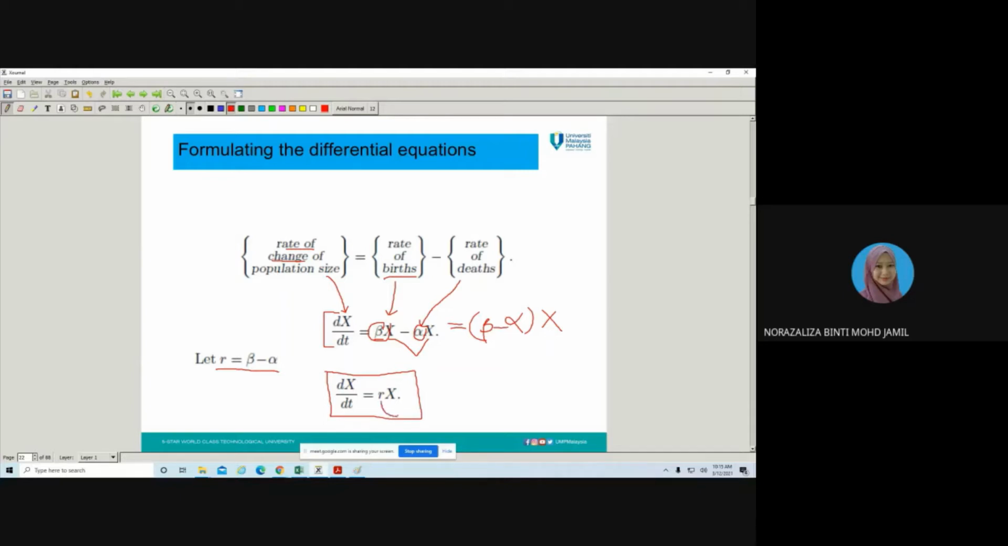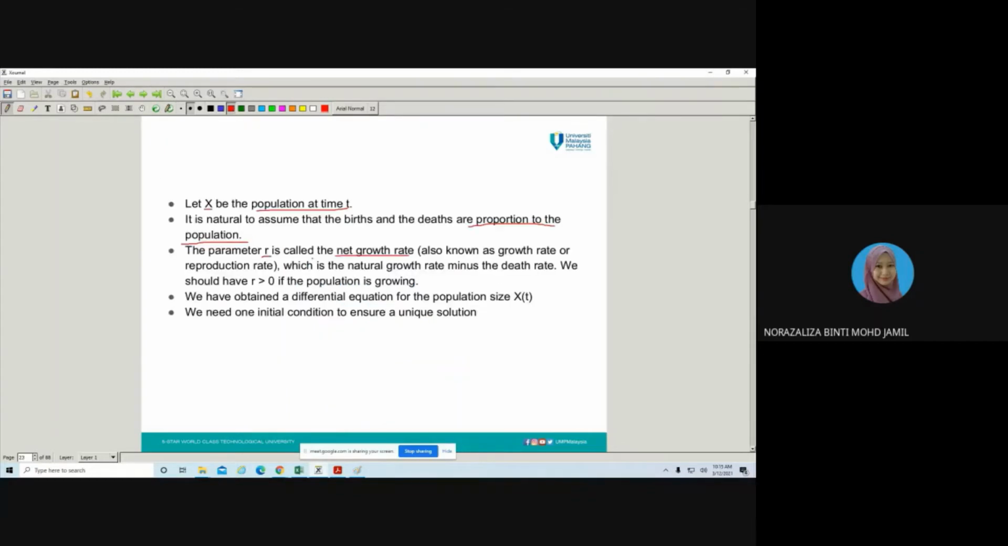And we have to describe what r means. r is called the net growth, also known as growth rate or reproduction rate, which is the birth rate minus the death rate. So if we have r greater than 0, it means that the population is growing. And then we have obtained a differential equation for the size of the population x(t). That means dx/dt, tadi kita dah dapat, dx/dt equals rx.